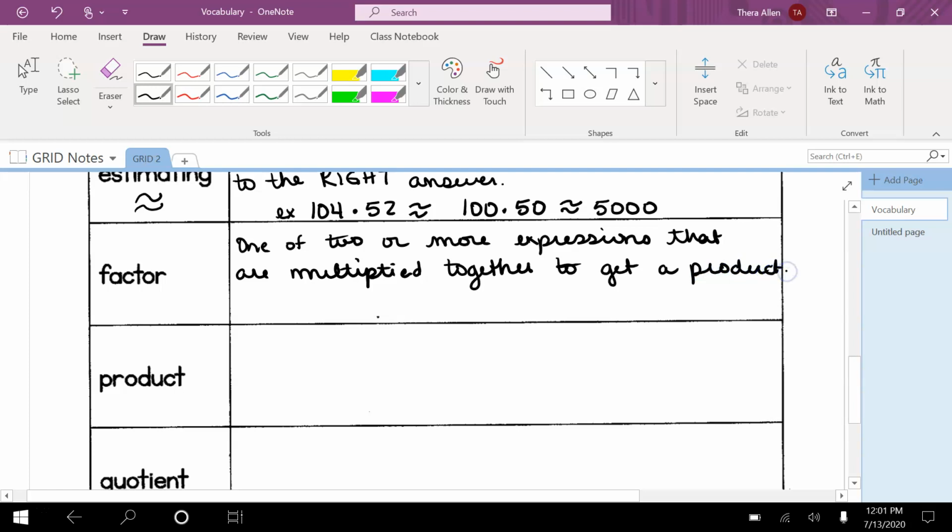Okay, example, you've seen these. 3 times 2 equals 6. 3 and 2 are factors. You could also see it like this: 3 times 2 equals 6. 3 and 2 are factors. Or you could see it like this: 3 times 2 equals 6. 3 and 2 are factors.